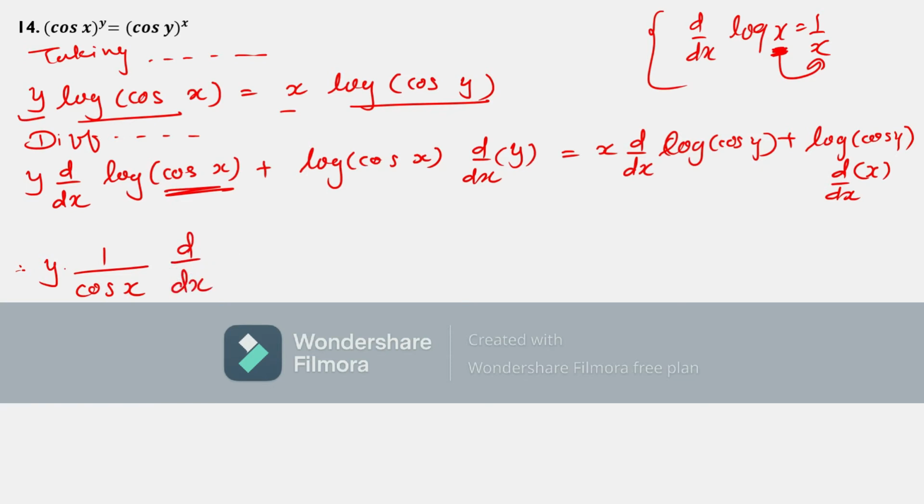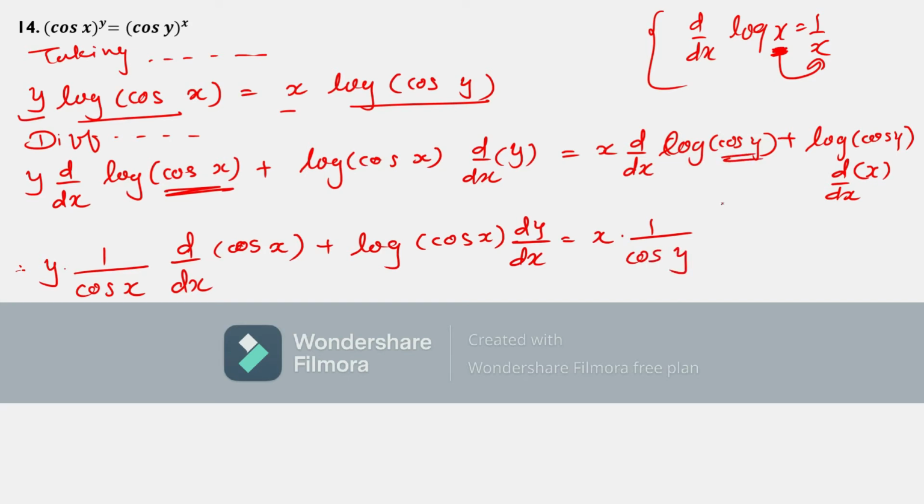But we have to apply the chain rule. It's not only x. If it would be x, then dx by dx is 1. That is why we don't put it as a chain rule. But here it is cos x. Cos x needs to be solved again as per the chain rule. So plus log of cos x dy by dx into d by dx of log of cos y. So cos y will be 1 by cos y, as we already discussed, and differentiation of cos y needs to be done, plus log of cos y as it is, dx by dx. dx by dx is 1.